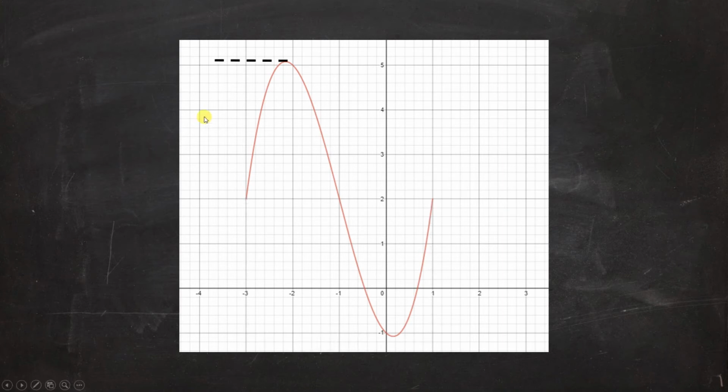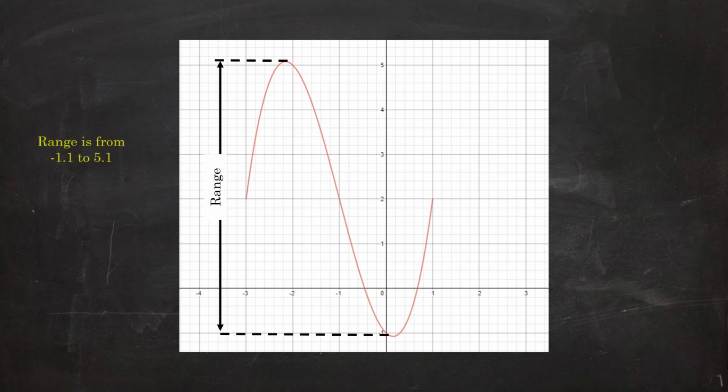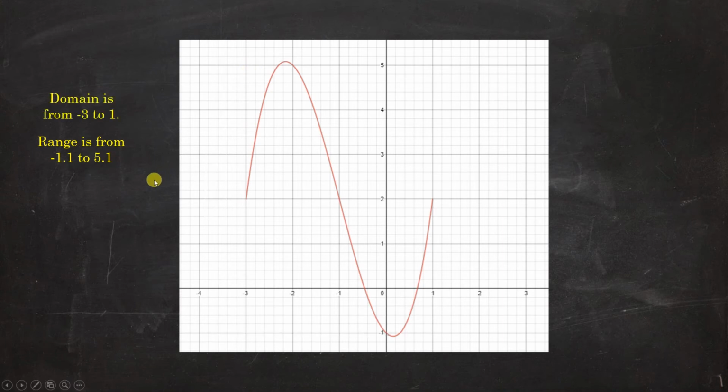Looks like the range goes from here, which looks like about 5.1. Let's see, there's 1, 2, 3, 4, 5. So each one of these is 0.2. It looks like, based on what we have, it's halfway in between here and here. And so we're going to say that's 5.1, and it goes all the way down to, looks like, -1.1. So our range is going to be from -1.1 to 5.1. Now we're guessing these coordinates. We don't have enough information to know exactly what they are, but we're going to guess this from -1.1 to +5.1.